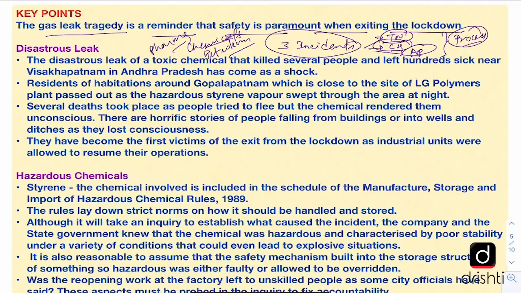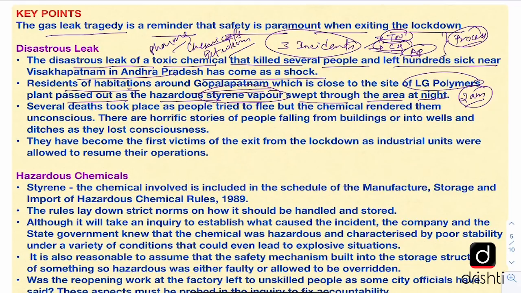Editorial further says that the disastrous leak of a toxic chemical that killed several people and left hundreds sick near Visakhapatnam in Andhra Pradesh has come as a shock. Now the residents of the habitations around Gopalapatnam, which is close to the site of LG Polymers plant where this gas leak happened, passed out as the hazardous styrene vapor swept through the area at night. And this gas leak happened around 2 a.m. when the people were fast asleep. So there was that much delay in the reaction time as well.